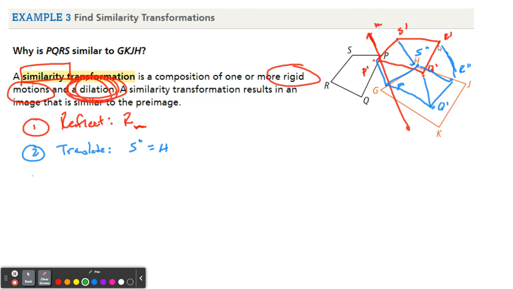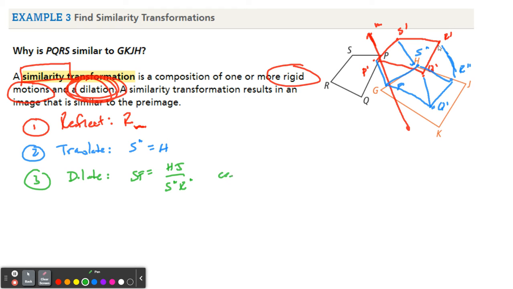And now here's where the dilation comes into play. So now we're gonna dilate. And we're gonna do this dilation. The scale factor is going to be the new image HJ divided by this original image. Now you could use S double prime, R double prime. You could use SR. It doesn't matter. I'm going to use S double prime, R double prime, right? Because you can see this is going to be a scale factor bigger than 1 because HJ is bigger than S double prime, R double prime.